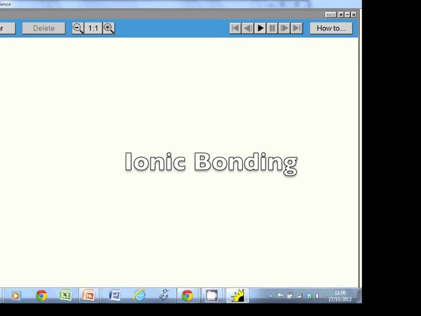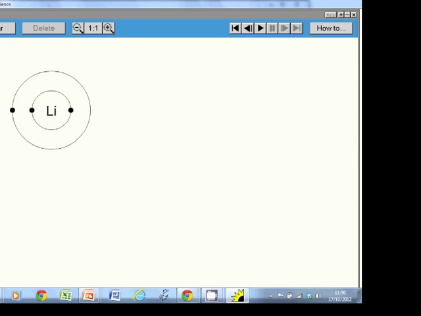Okay, let's look at how atoms join together, and we're interested here in ionic bonding. Ionic bonding always involves a metal and a non-metal, and here's why. Let's look at a nice simple metal. Let's look at lithium. Here's a lithium atom.